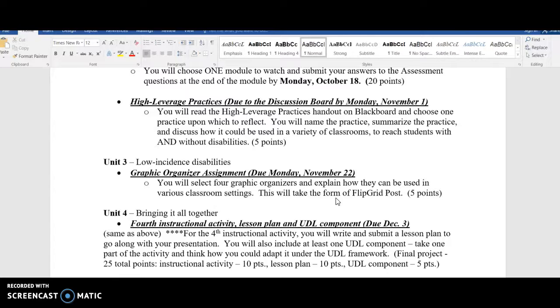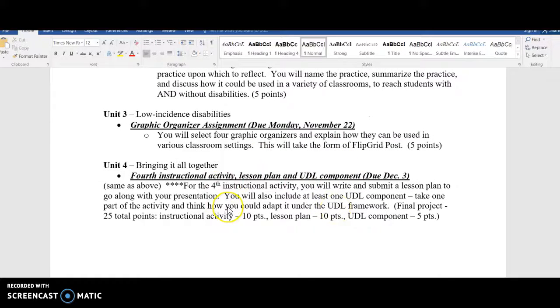anything that you've used, and that's why I'm going to have it as a Flipgrid post this time, because there are some really neat graphic organizers out there, and we're going to learn about how important graphic organizers are to students with disabilities, how helpful they are, how beneficial they are. So that's why I want you to post that assignment as a Flipgrid post so everyone can benefit from your post.